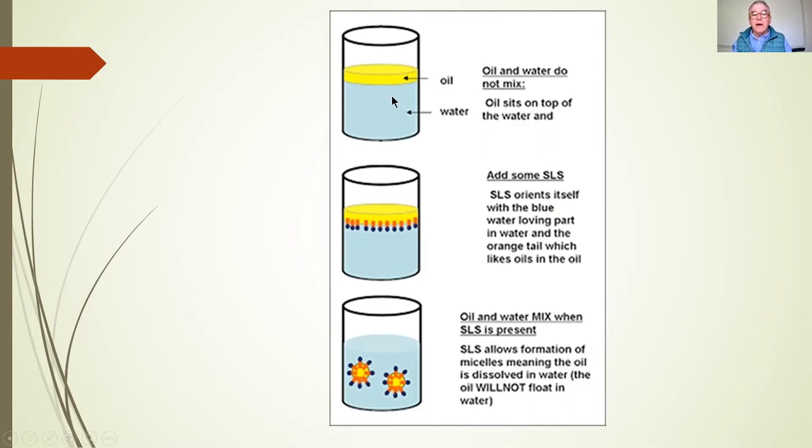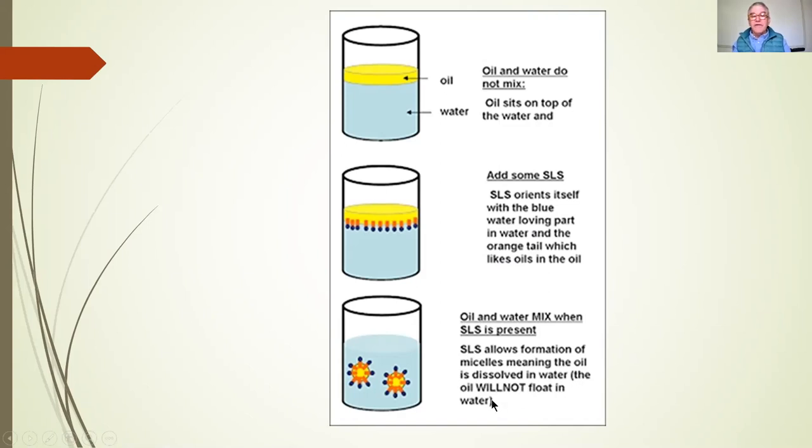A nonpolar and a polar liquid in contact with each other do not mix. When you add SLS, sodium lauryl sulfate, these are the molecules of sodium lauryl sulfate. They then create a connection. One side of the molecule will connect to the oil, the other side to the water. What you get ultimately is that SLS allows a formation of micelles, meaning the oil is dissolved in the water.